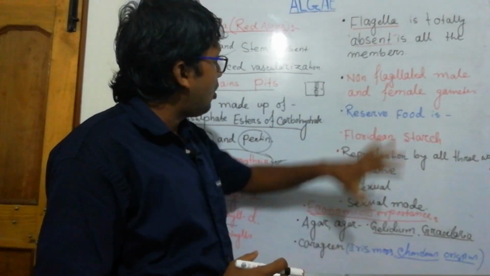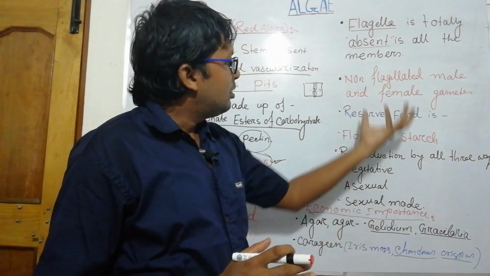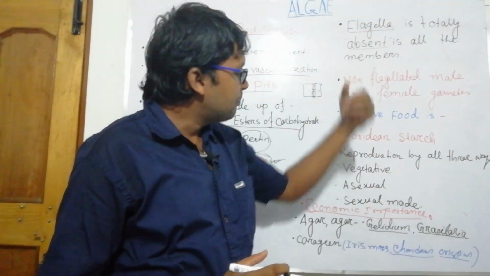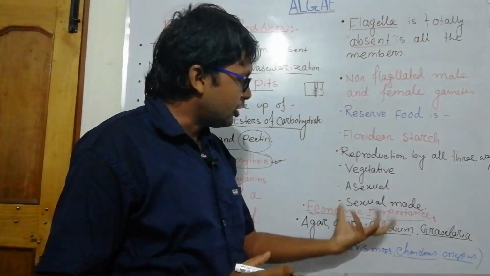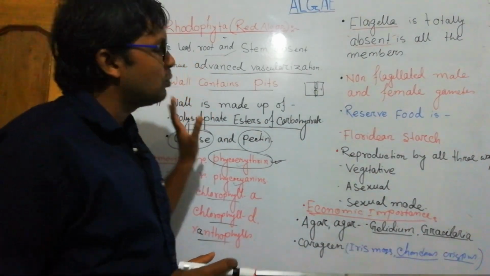So these are the overall traits of Rhodophyta. You have to remember the absence of flagella, the floridean starch, their economic importance, sexual and asexual reproduction, and the pigments. These are the very small traits.